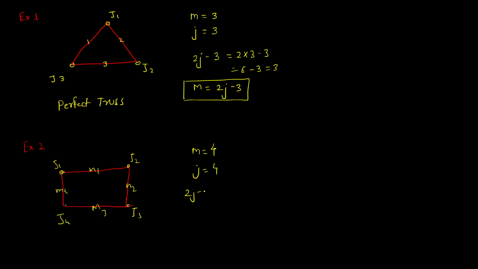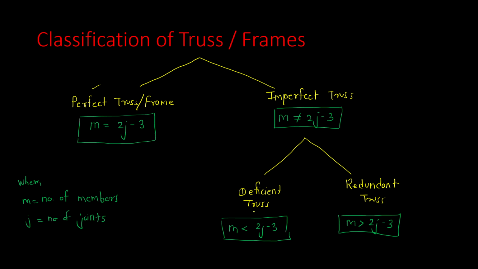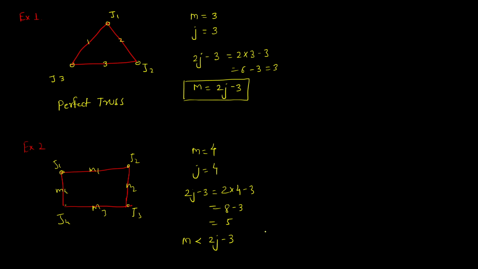So apply the condition 2j minus 3. So 2 into 4 minus 3, 8 minus 3, 5. So we can see here that M is 4 and 2j minus 3 is 5. So M is less than 2j minus 3. If M is less than 2j minus 3, it is called a deficient truss. So this is how you have to identify the type of truss, whether it is a perfect truss, imperfect truss, deficient or redundant.